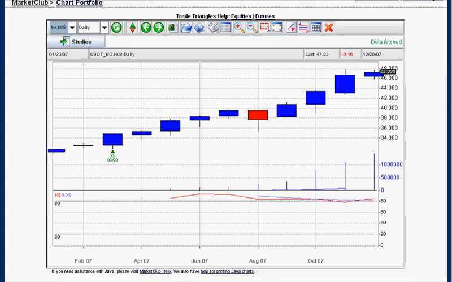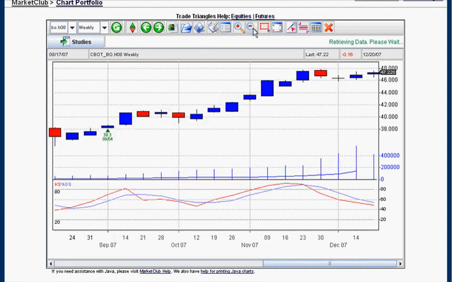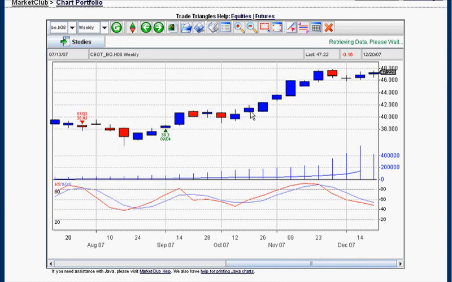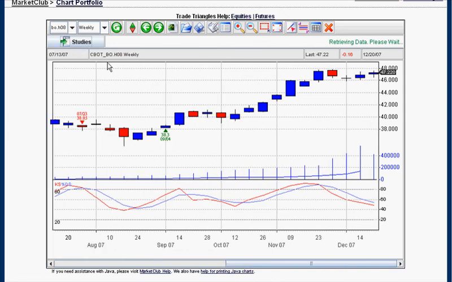Looking at it here, using the Trade Triangles indicators, we actually like to look at the weekly time period, the weekly trends, as an overall trend identifier. Whereas with the stocks, we're using the monthly. I still have my slow stochastic saved here. Our latest MarketClub signal came September 4th at 38.30 to get long this market.